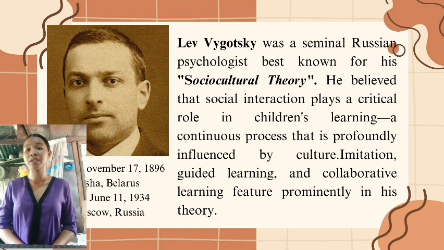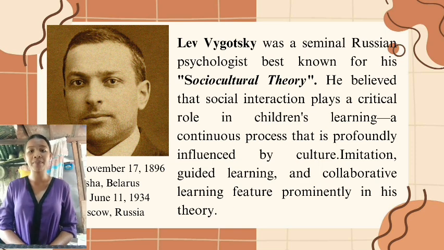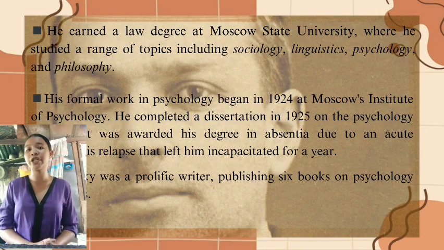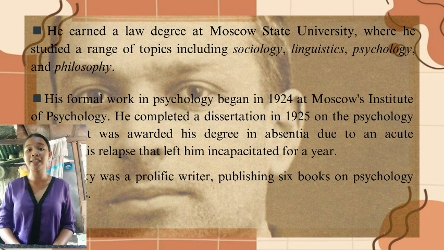Lev Vygotsky was born on November 17, 1899 in Orsha, a city in the Western Russian Empire. In 1917, he earned a law degree at Moscow State University, where he studied a range of topics including sociology, linguistics, psychology, and philosophy.